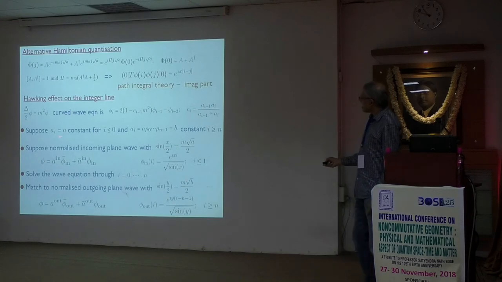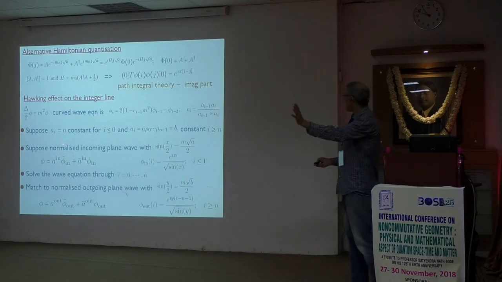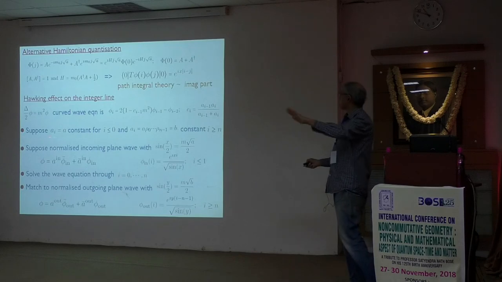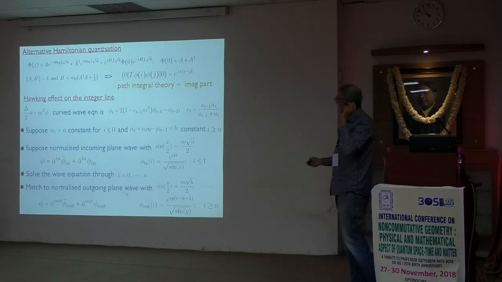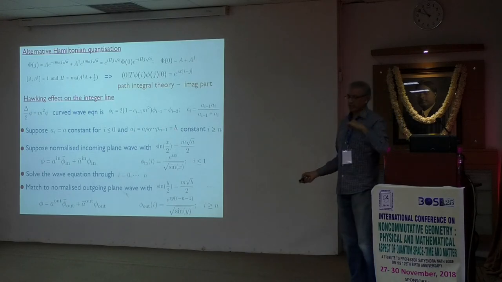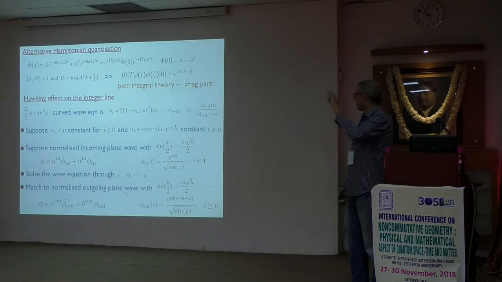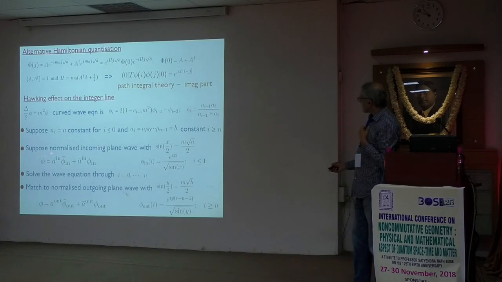Now we suppose that for large negative i, negative time, the metric is constant, and we suppose for large positive time the metric is constant. And there is a region of time, i equals 1 up to n minus 1, where the metric is fluctuating. There is a wave coming in, some metric fluctuations, and then a wave going out. And we look at a solution which looks like a plane wave at large negative i. So this phi in is a plane wave at large negative i. There's a certain normalization.